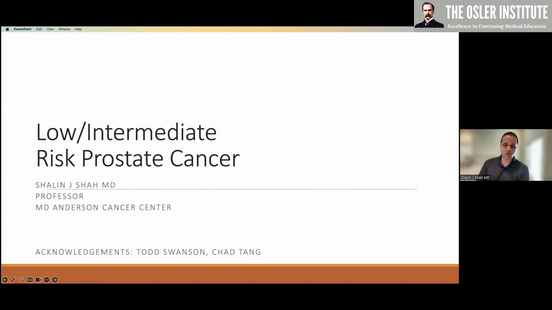I'm going to start with the highest yield stuff first. So low risk, intermediate risk prostate, then high risk prostate, oligometastatic and metastatic prostate. Then we're going to move into adjuvant and salvage therapy in prostate, then bladder and testes, and then the low yield stuff, kidney, ureter, urethra at the end.